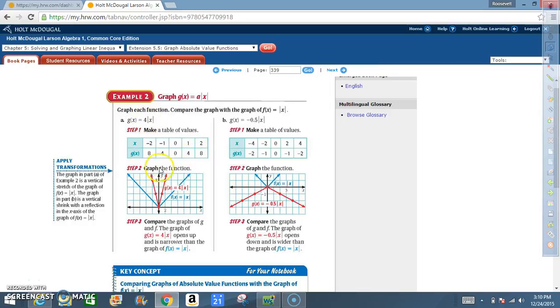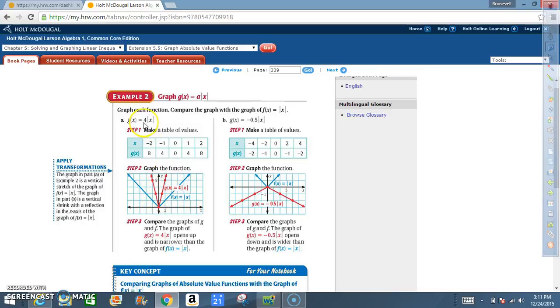Then I will plot my graph. After plotting, I should make the following comparison. Compare the graphs of g and f. The graph of g of x is equal to 4 times the absolute value of x opens up and is narrower than the graph of f of x is equal to the absolute value of x. Here is absolute value of x, and here is g of x is equal to 4 times the absolute value of x. I'm noticing that because my 4 is positive, it makes the graph open upward.